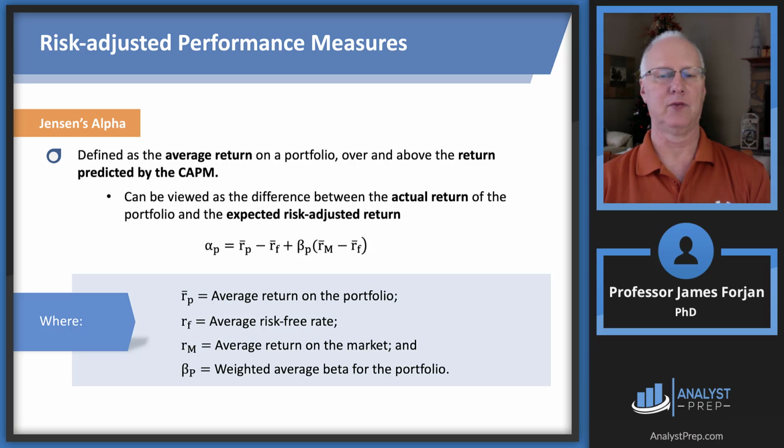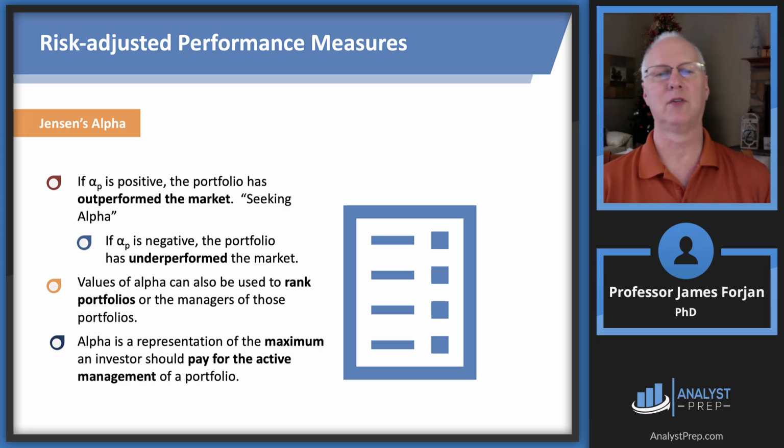Embedded in that is the capital asset pricing model. And of course, for the alpha, you just switch right and left-hand side of the equal sign to get the equation for alpha. So what are we saying about Jensen's alpha? If it's positive, then the portfolio has outperformed the market. We've talked about that multiple times. If it's negative, it has underperformed.